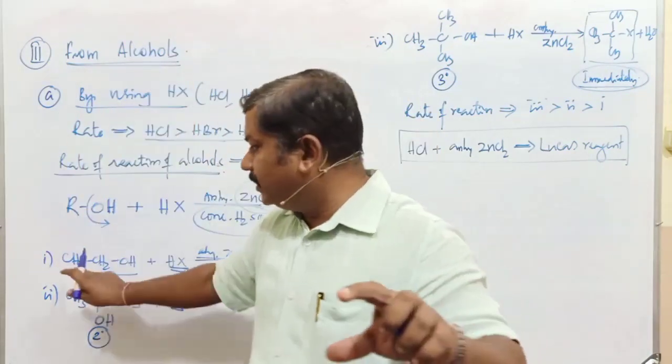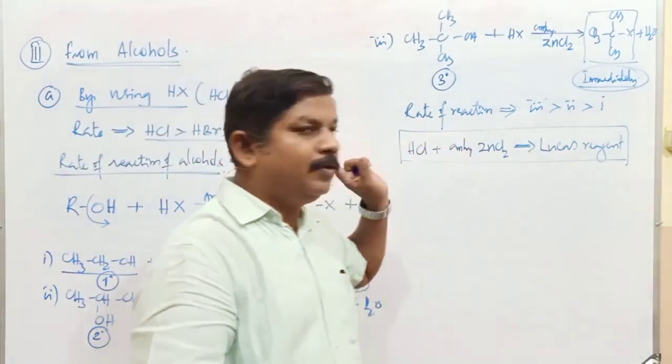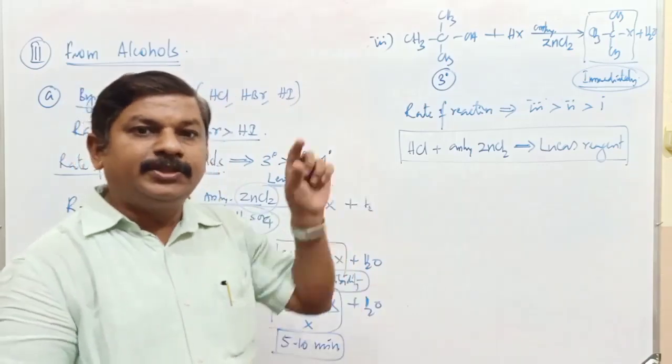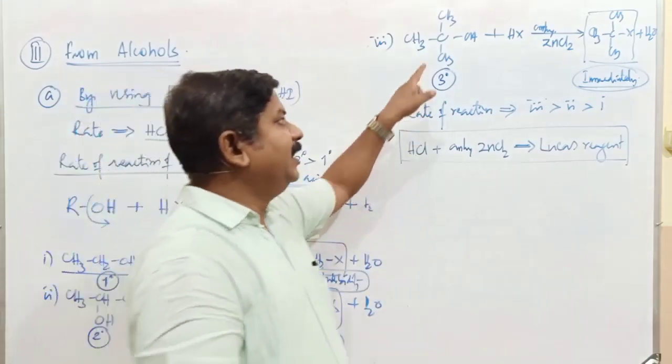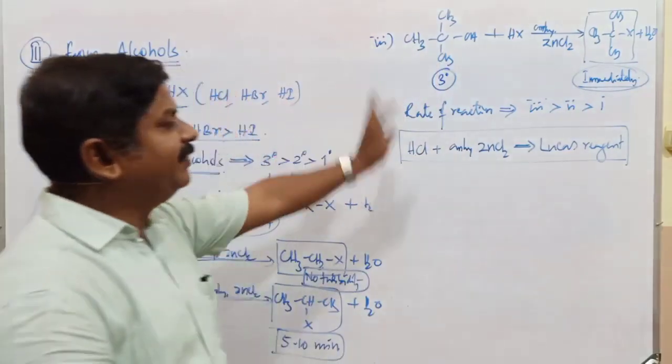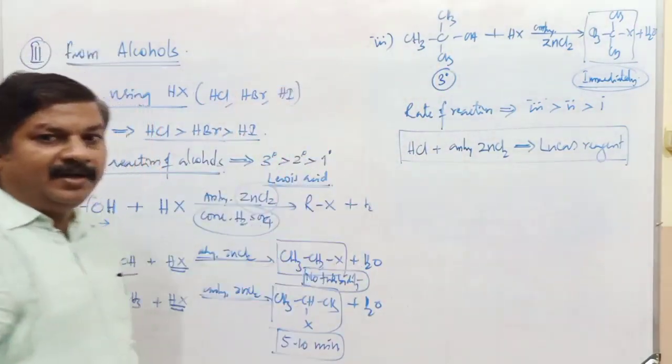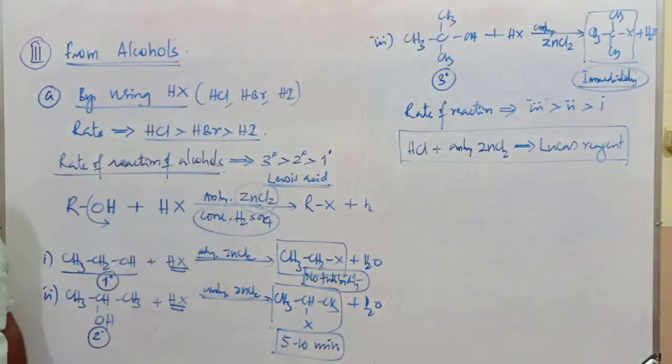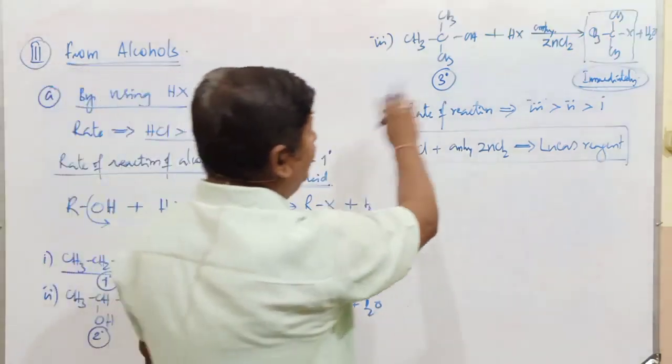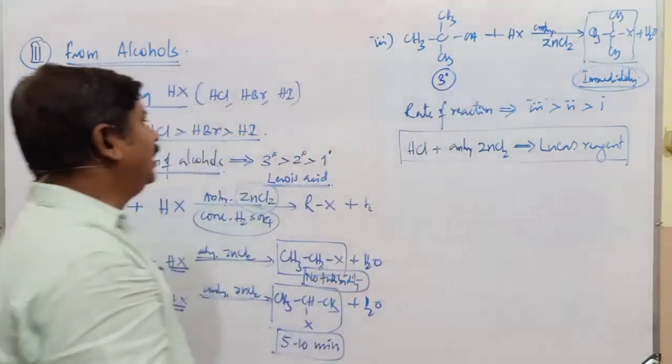In the first test tube, a primary alcohol is added; in the second test tube, a secondary alcohol; in the third test tube, a tertiary alcohol. In which particular test tube does the reaction take place very fast? The reaction takes place very fast in the test tube where the tertiary alcohol is present. So the order of reactivity depends upon the nature of the corresponding alcohols.